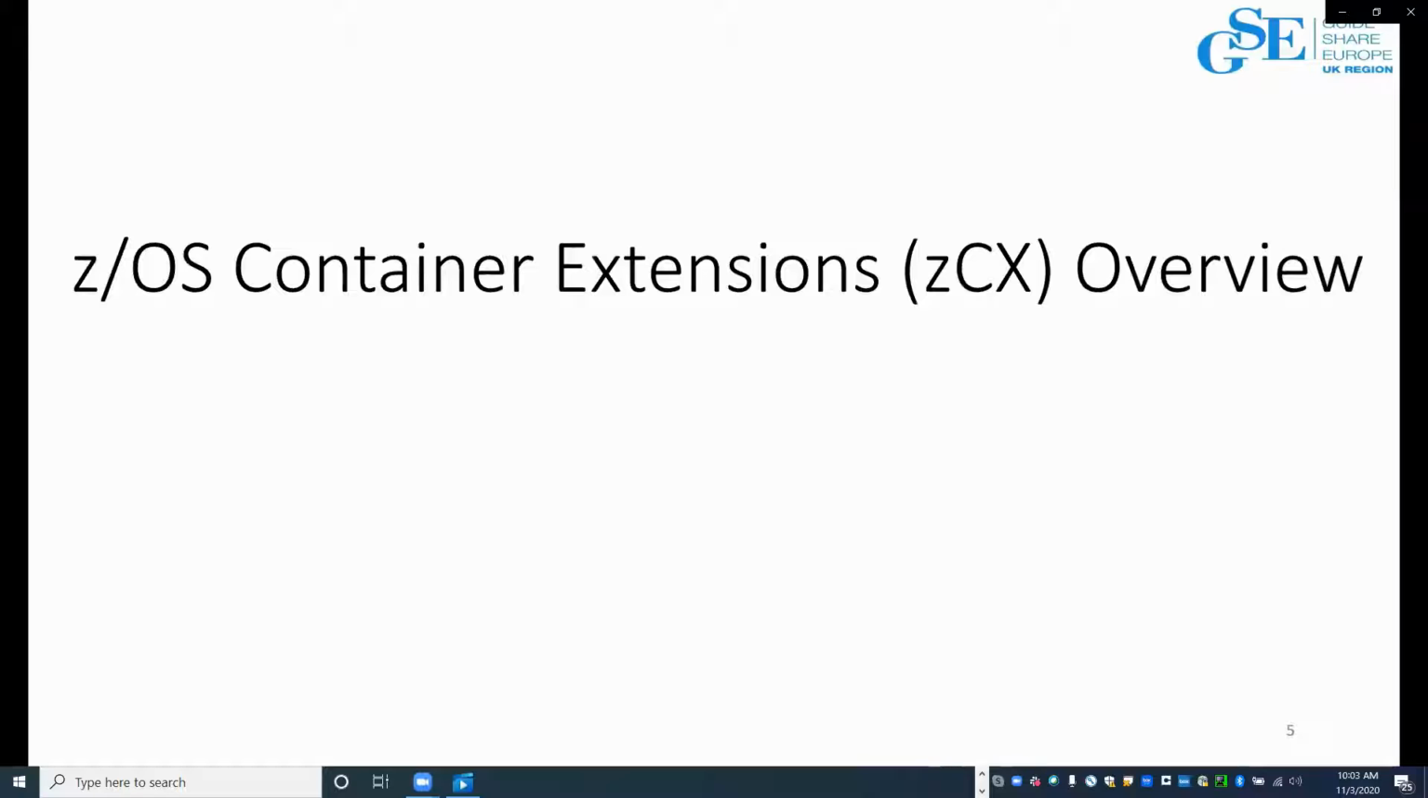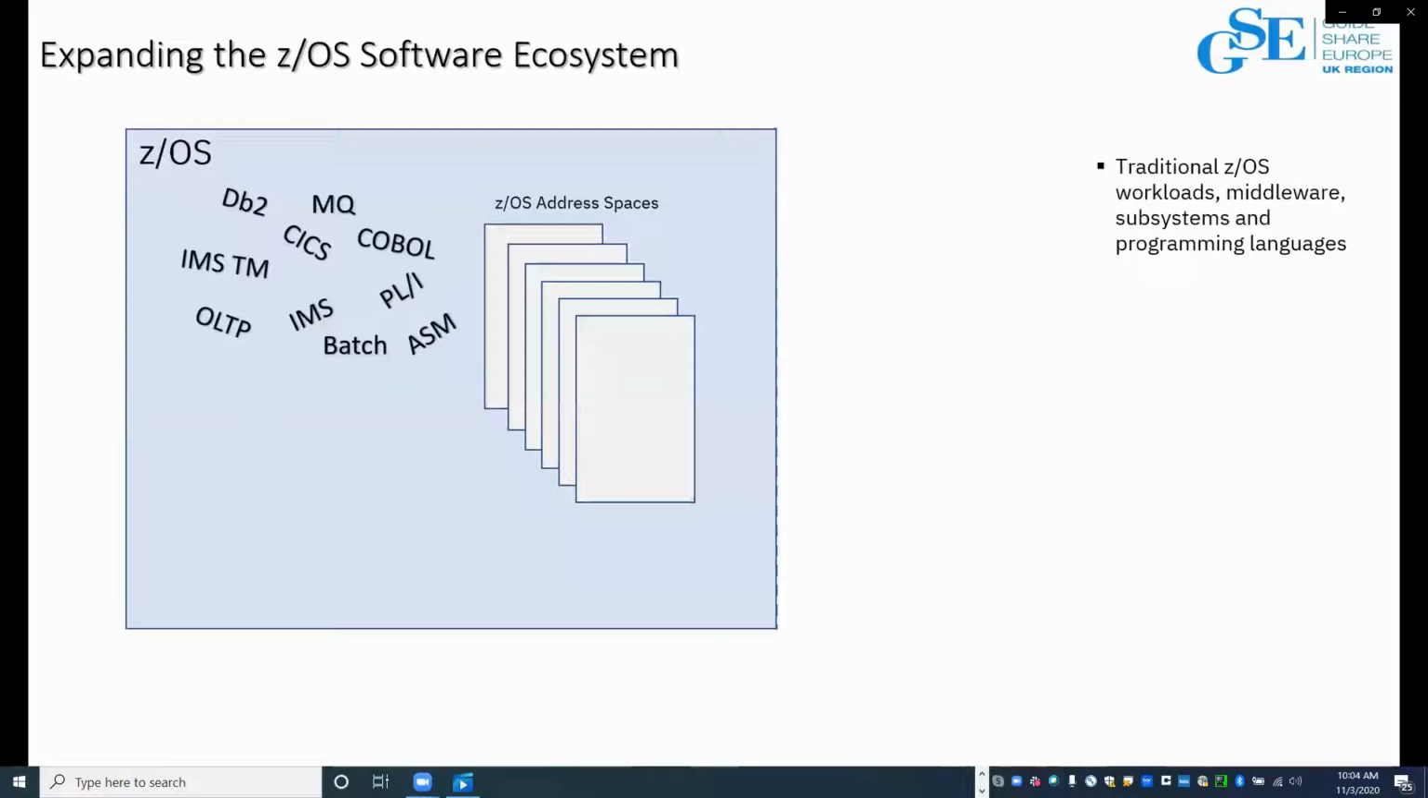Let's begin our brief overview of z/OS Container Extensions. z/OS's bread and butter workloads are the traditional OLTP and batch workloads that utilize subsystems such as CICS, Db2, or MQ, or a host of other subsystems and programming languages. But there is a need to bring applications and programming languages running on other Unix-like platforms to z/OS without the need to completely rewrite them from scratch.